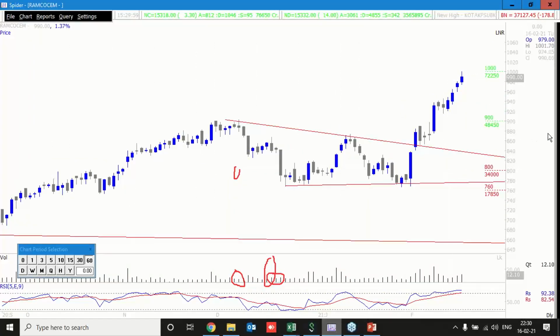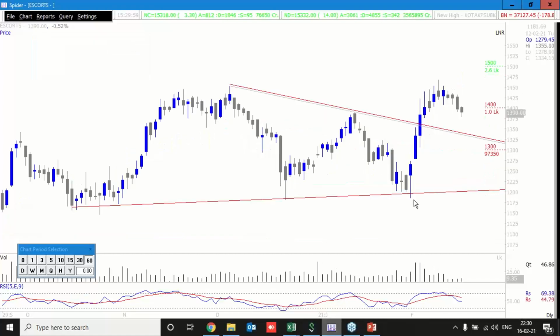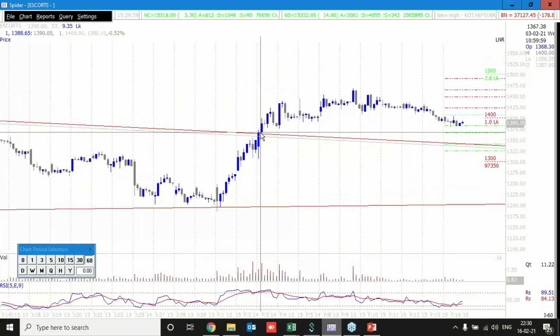Let me show you one more example, Escorts, which we have already discussed in the previous webinar, similar to the case of Ramco Cement. Here there was a breakout on Escorts on 3rd of February. Again, I will flip to the hourly candle and see where the breakout exactly took place and what the volume profile was. Approximately the breakout happened on this particular candle, as you can see.